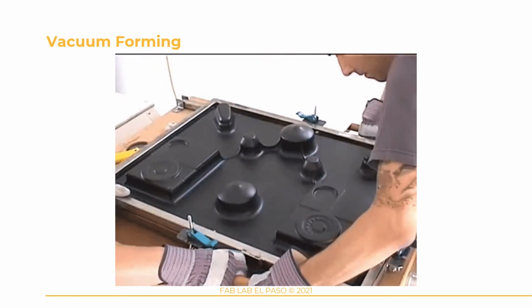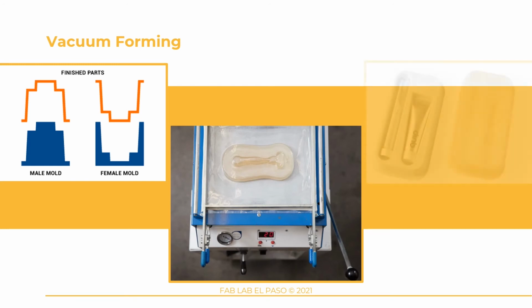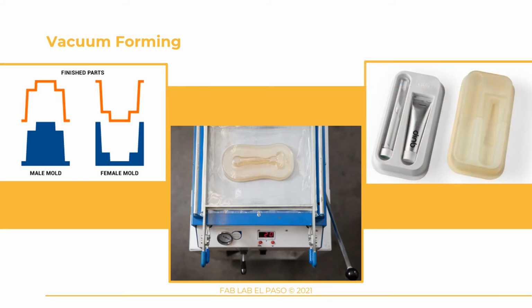In the previously mentioned manufacturing processes, a negative or female mold was used. In this process, a positive or male mold is used. This makes this method especially useful for creating custom packaging. Additionally, vacuum forming is often used in the medical industry to make food-grade containers that can withstand sterilization.